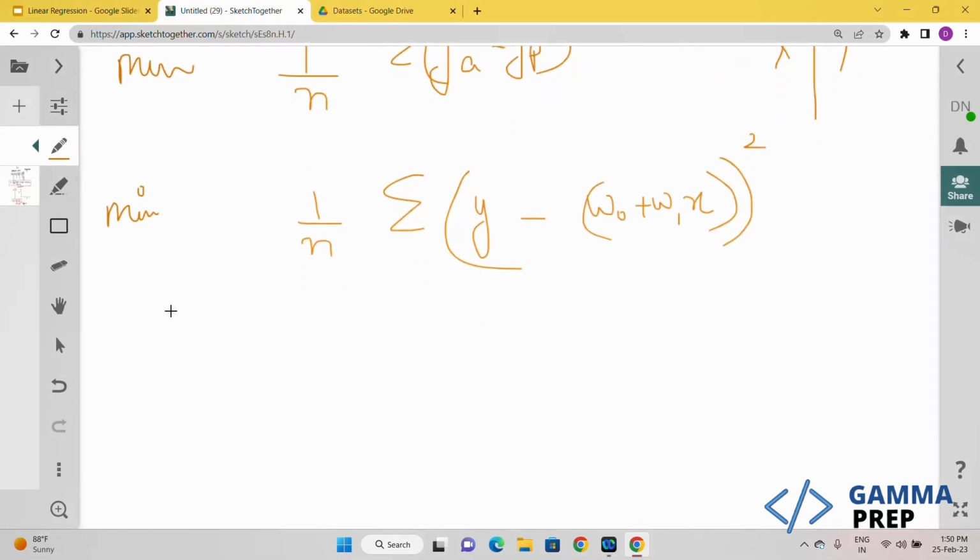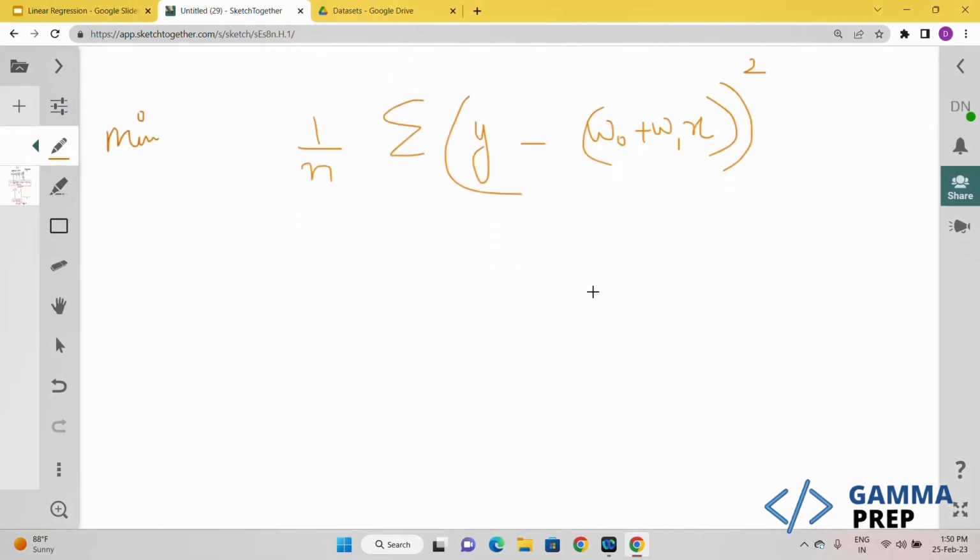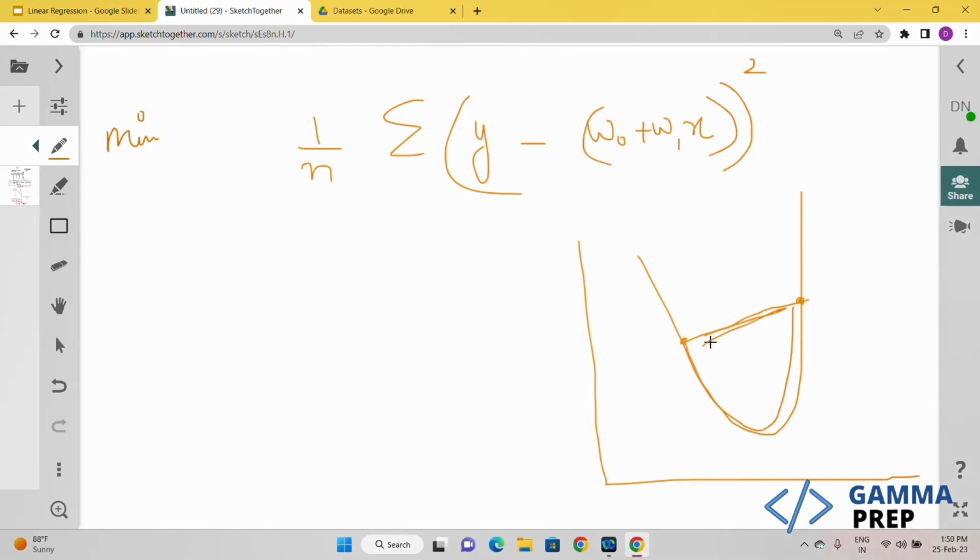Now, when the function is convex, so first of all, what is a convex function? If you have any two points, just draw any two points on the curve, and when you connect the two points by a straight line, if that straight line is above the curve, see this line is above this curve, then it is called a convex function.